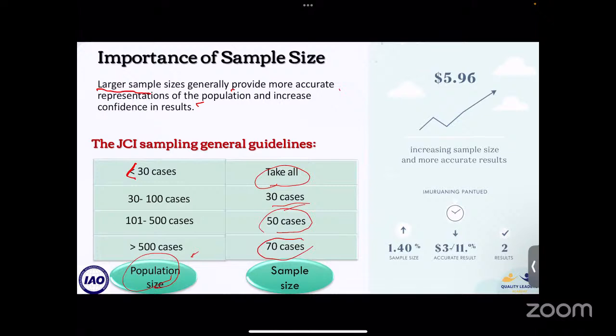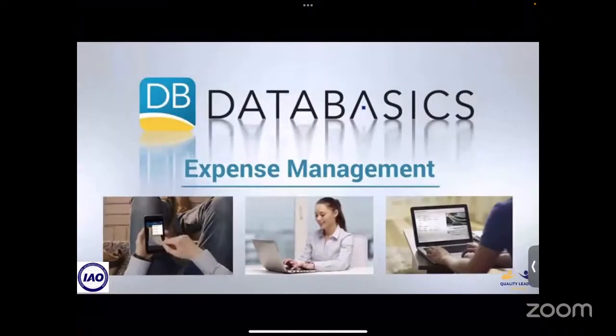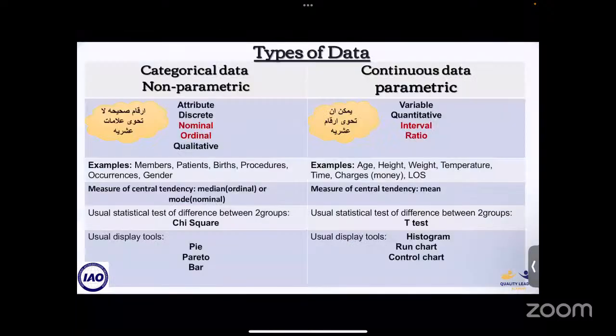Are these numbers fixed for these ranges? Yes, according to the JCI sampling general guidelines. Okay, so that is how you work with the sample size. Everything clear to you? Okay, alhamdulillah. So let's talk about the statistics.